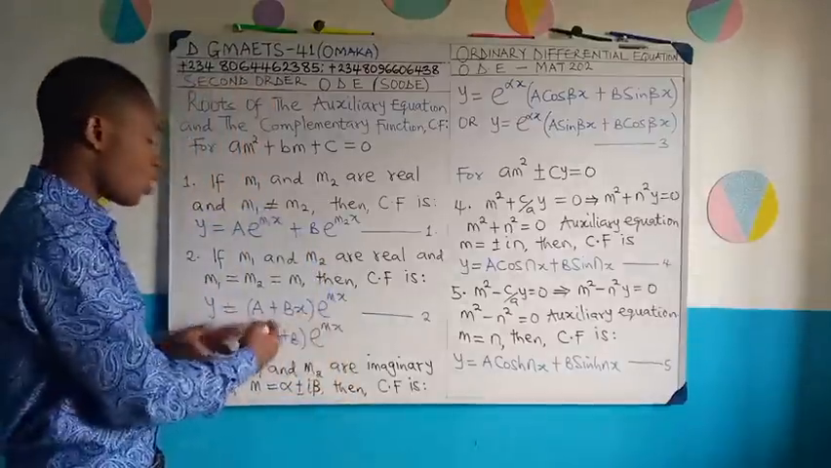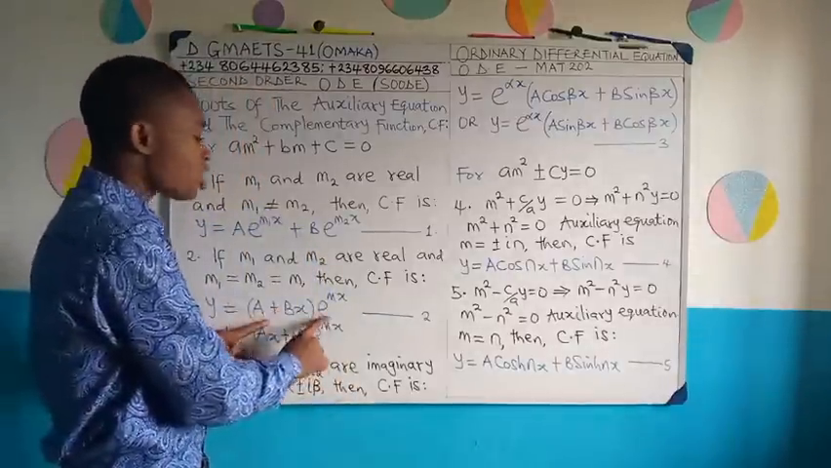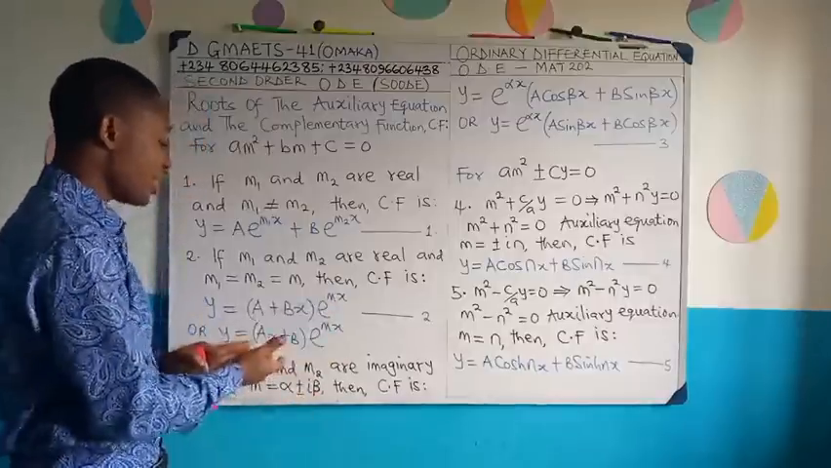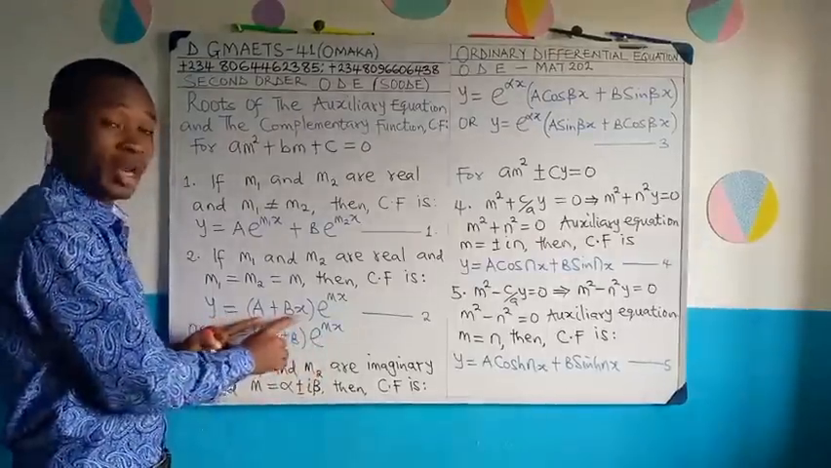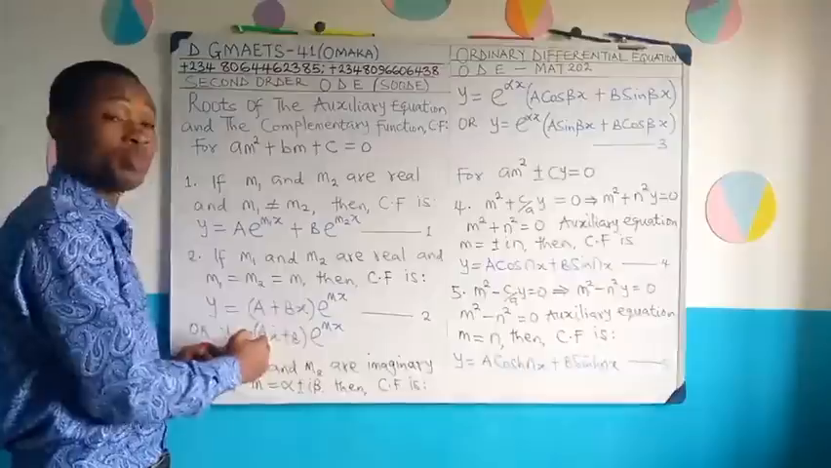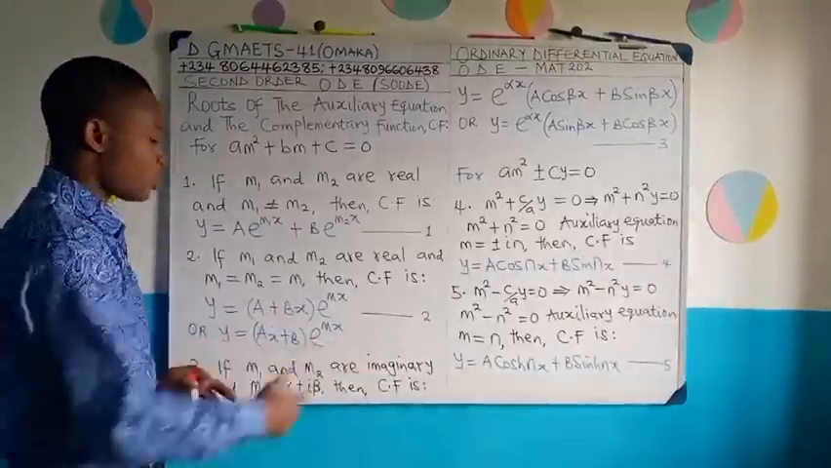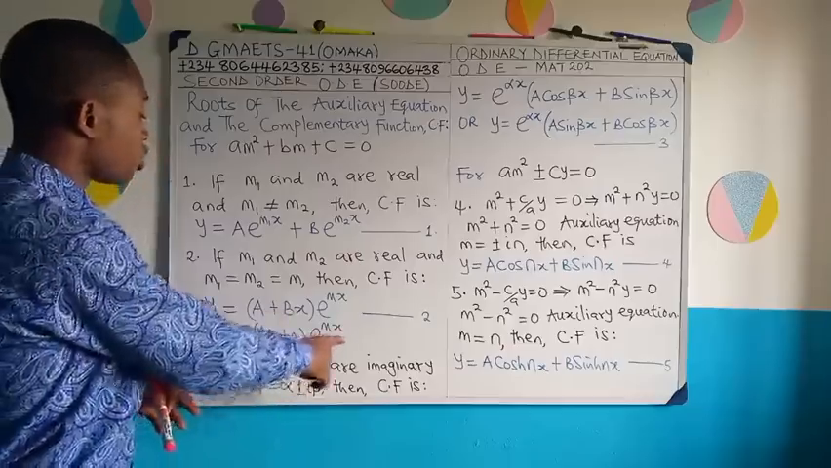This, where we have y equal to (a plus bx) times exponential mx. Of course, you can still write it as (ax plus b). It's not compulsory that it is b that must bear x. No, a can also bear it, so it can be of this form: (ax plus b) in brackets times exponential mx.